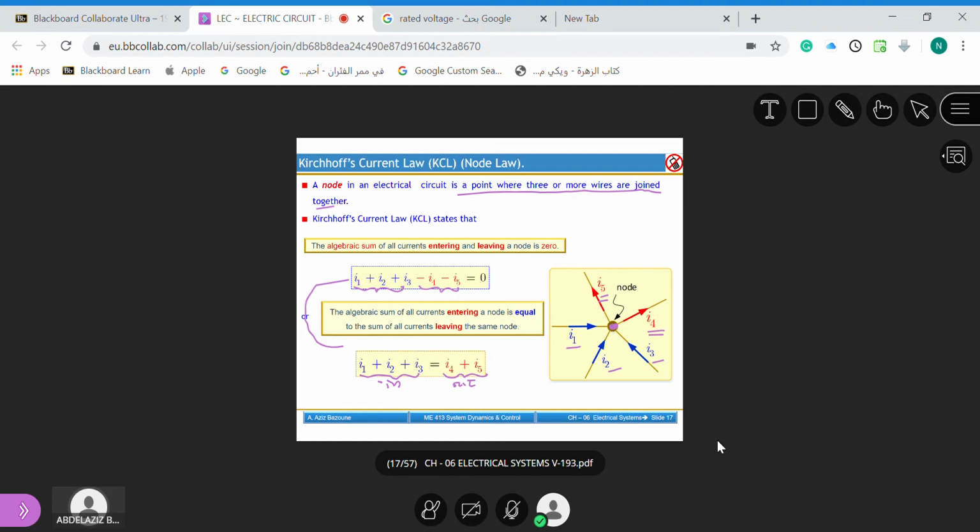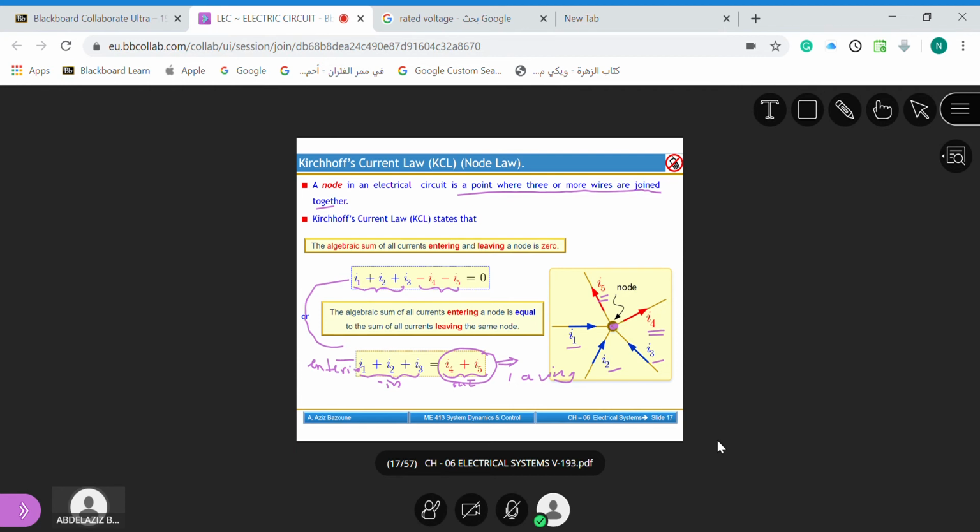So the summation of all current entering a node is equal to the summation of all current leaving the node. These are leaving the node, and these are entering the node. These are current entering the node.